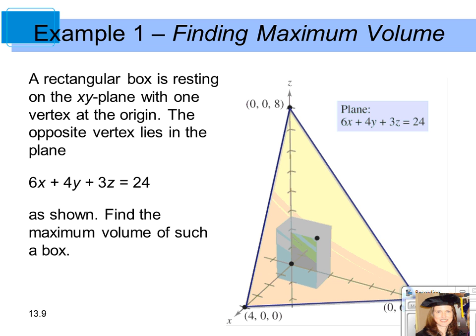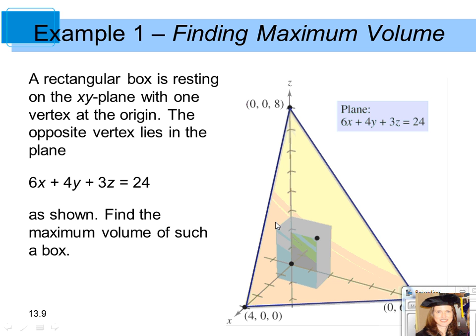In this example, we want to find the maximum volume of a rectangular box. This rectangular box is resting on the xy plane with one vertex at the origin, and the opposite vertex lies on the plane 6x plus 4y plus 3z equals 24, as shown. Find the maximum volume of such a box.